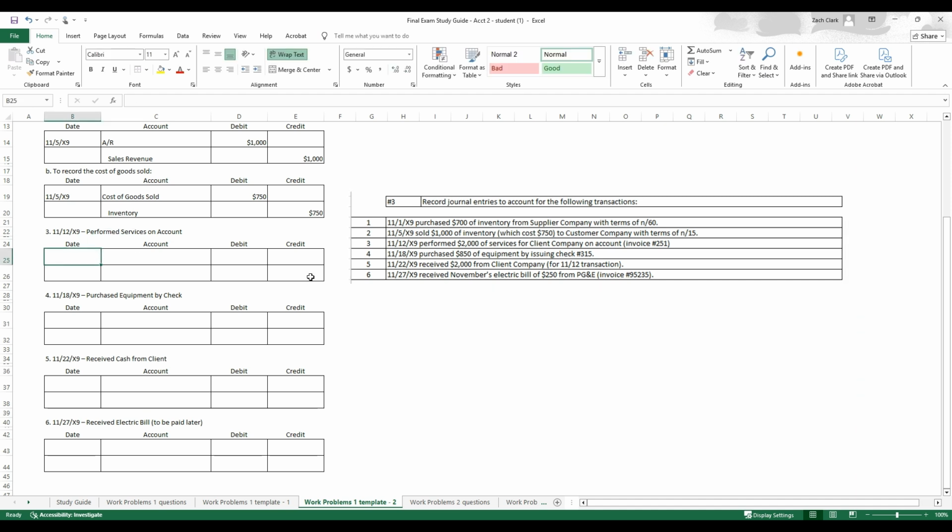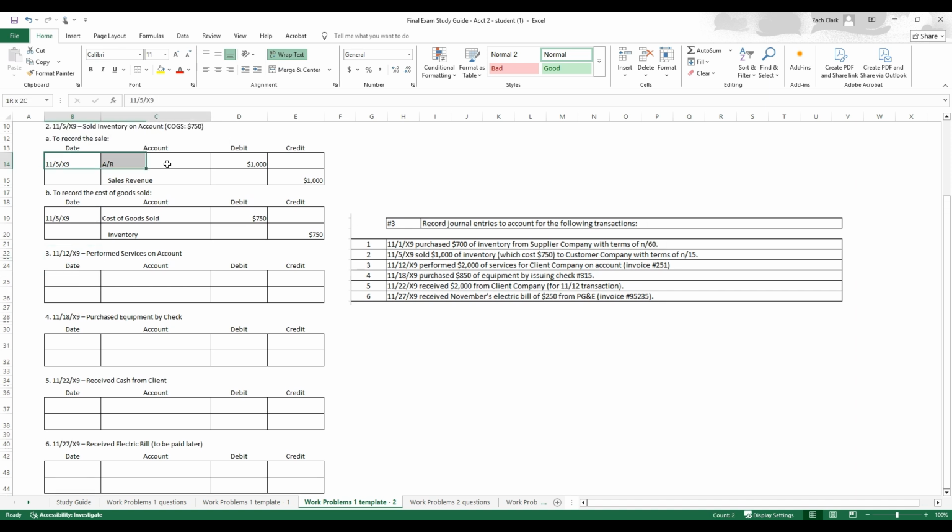On the 12th, we performed $2,000 of services for a company on account, or a client on account, I should say. So I'm just going to copy this down, and then I'll change the date. AR is appropriate there because we're going to be paid later, so we're going to receive the cash later. And this was service revenue as opposed to sales revenue. Not the biggest deal in the world, since revenue is revenue, but just to classify that completely accurately would be more service related because it tells us services here.